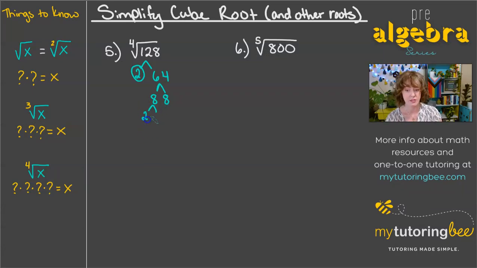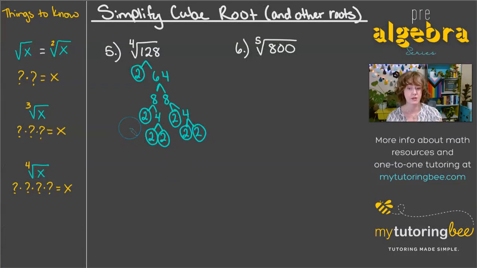8 we can split up into 2 and 4. That 2 is a prime number. And then 4 we can split up into 2 and 2. All right, so I've got all my prime numbers there, but then with this 8 we need to keep going. 2 and 4, and then this 4 can be split up into 2 and 2. So all 2's for our prime factorization here.